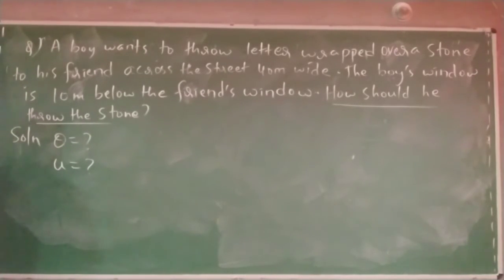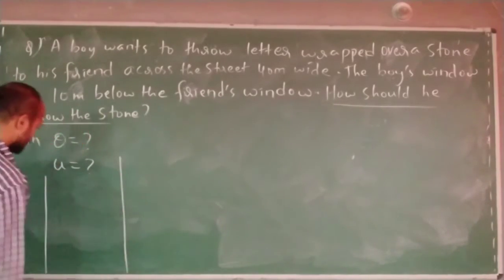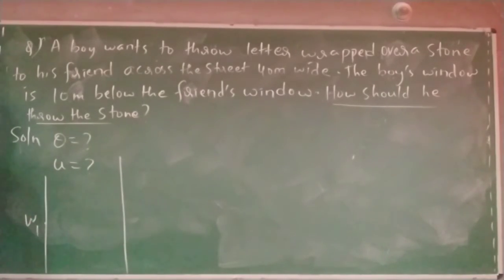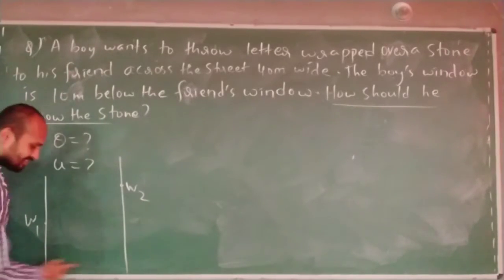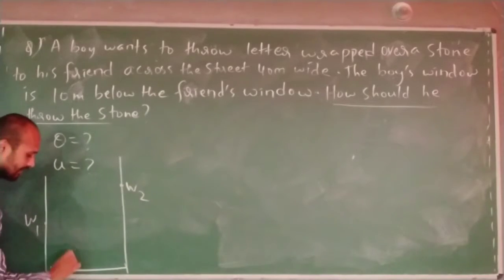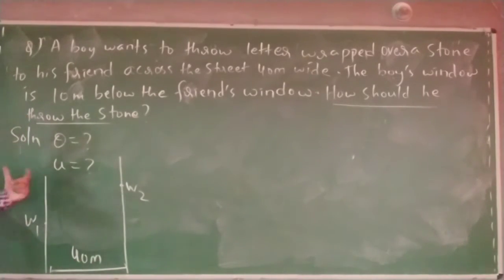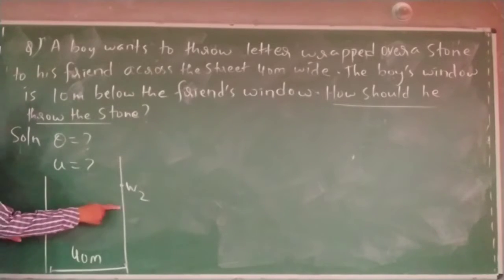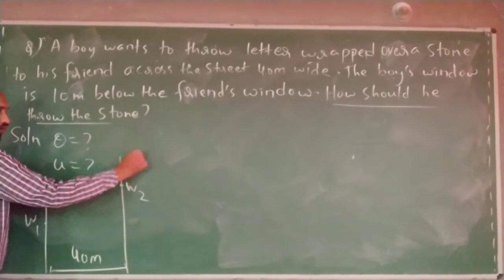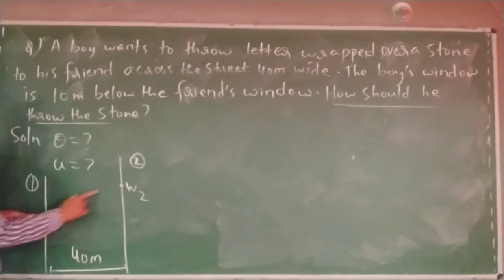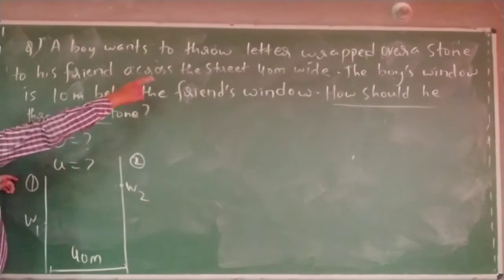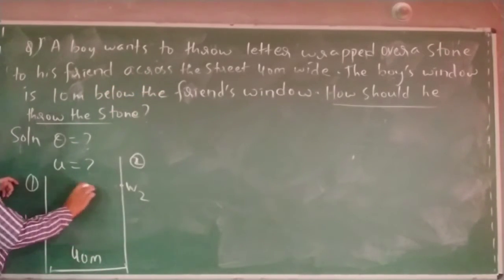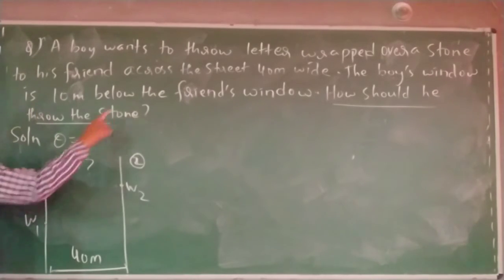So what are the things here? Imagine this is one building and this is another building. Here let's take window W1 and window W2. This is a street with a distance of 40 meter wide. Both are friends. This is building 2, this is building 1. This guy from his window wants to throw a letter to this guy. So if he wants to throw a letter across the street, the boy's window is 10 meter below the friend's window.